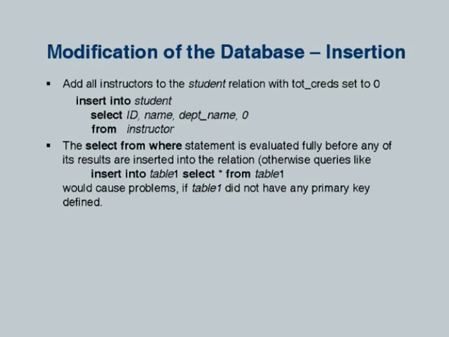Now the insert statement can actually take a query in there and take the entire set of results of the query and insert it into a new table. So here is one thing which says insert into student select ID, name, department name, 0 from instructor. What is it doing? It's turning every instructor into a student whose total credits value is 0. Now this is not very meaningful, but it shows you the syntax for computing the results of a query and then inserting them all at once into another relation.